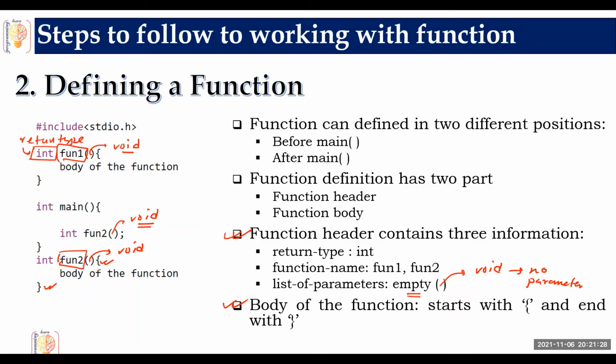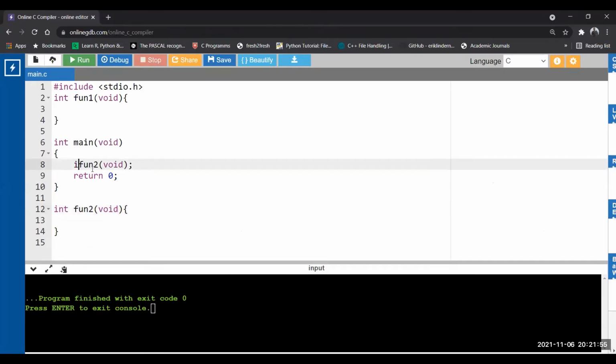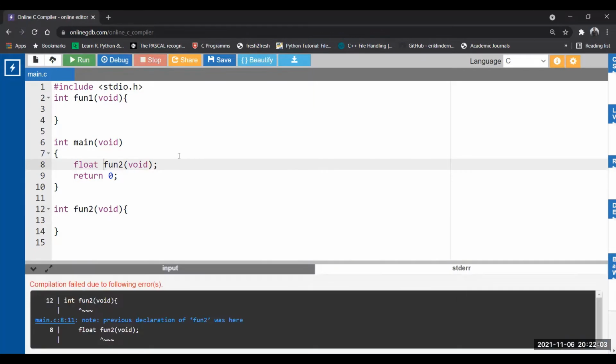In the function definition and function declaration, there is one important point we should remember. The return type of the function should be the same in the declaration as well as in the definition. Let's go back to the compiler and see what happens if we mismatch. Let's make fun2 float. It is declared with a float return type, but when I defined it, I wrote integer. Run this. See the error.